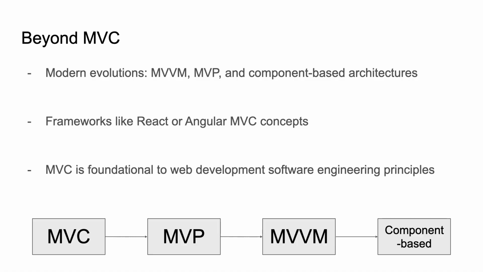Now, MVC has also inspired many later architectures, including MVP, the Model View Presenter, and MVVM, the Model View ViewModel architectures. Modern front-end frameworks like React or Angular borrow these ideas while introducing their own component-based designs, which tend to be even more reusable. So even as technology evolves, the core principles of MVC, separation of concerns, and modularity, remain central to software engineering.